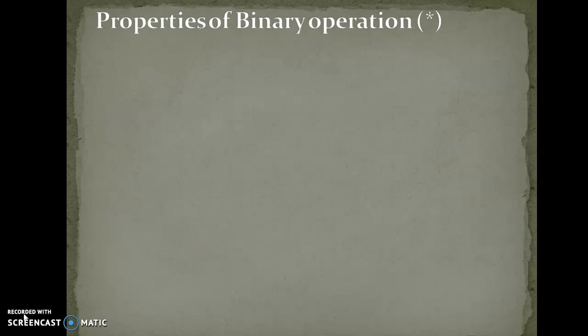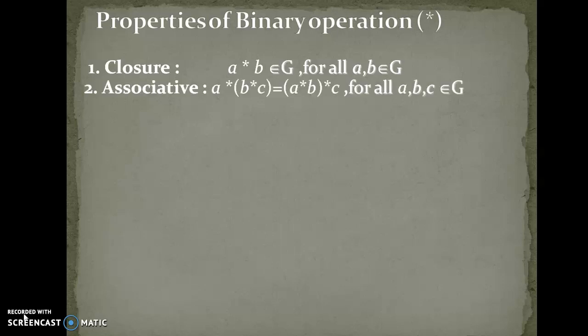Properties of binary operation play an important role in understanding groups and rings, where here we consider set G along with the binary operation asterisk. The very first property is closure, wherein for all elements A and B in G, A asterisk B is also an element of G. Associativity: here the left hand side is A asterisk (B asterisk C). So first we solve the bracket and then the remaining, and it is equal to (A asterisk B) asterisk C, and this is true for all A, B, C in G.